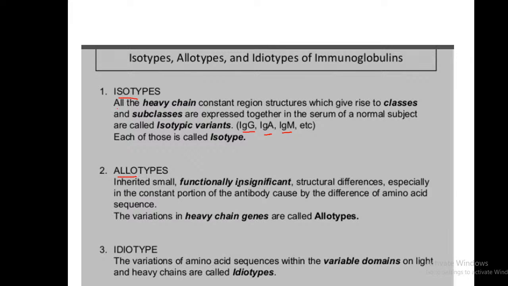Now, allotypes. Allotypes show slight variation in the same species, and the variation is in the heavy chain genes, and so they are called allotypes. Now, the third type is idiotype. The variation of amino acid sequence is in the variable domains on the light and heavy chain.